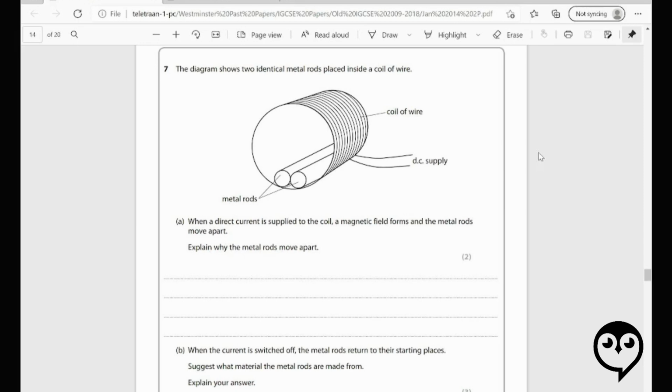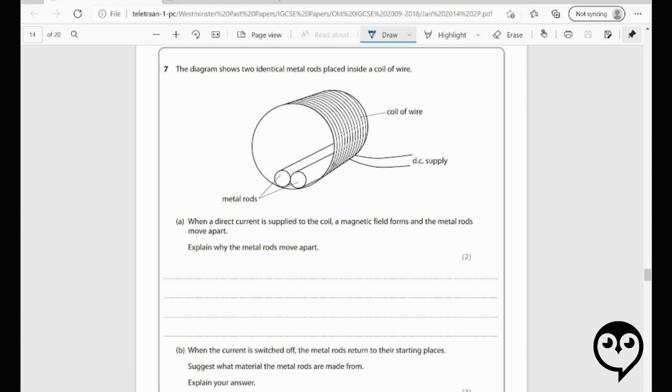This is from 2014, paper 2 at Edexcel. We've got two metal rods. They're just going to sit in this coil of wire. When a direct current is supplied to the coil, a magnetic field forms, and the metal rods move apart. Explain why the metal rods move apart.